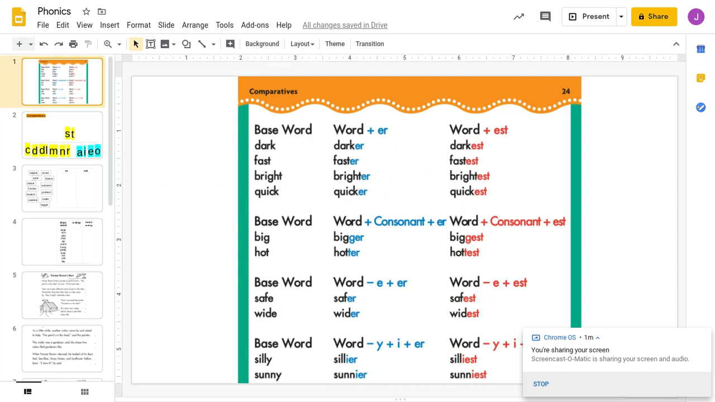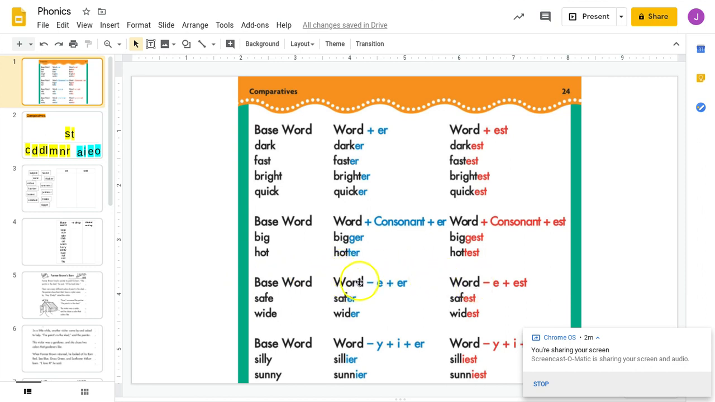Here, we're adding a consonant and then the ER. So we have to double that last consonant before we add our ending. So for example, big, you have to add another G to say bigger, or else if you just said B-I-G-E-R, it'd be biger, and that's not a word. And so the same is true over here for biggest. You have to add another G so that that I can remain short, that short sound. So big, bigger, biggest. Hot, hotter, hottest.